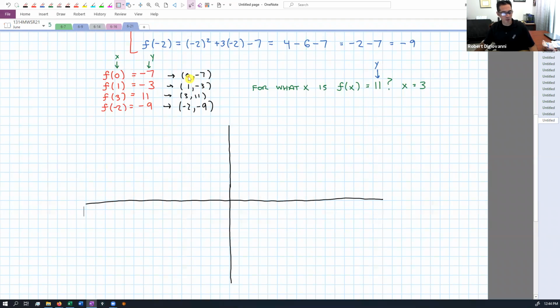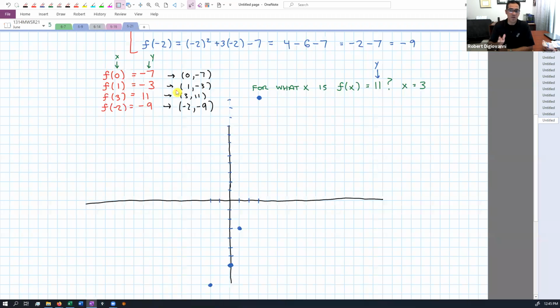So let's start with the first point, 0, negative 7. That means the x value is 0, the y value is negative 7. Here's a point on my graph. 1, negative 3 means move to the right 1, down 3. 3, 11 means move to the right 1, 2, 3, and move up 11, 1, 2, 3, 4, 5, 6, 7, 8, 9, 10, 11, that's way up here. And then negative 2, negative 9 would mean move to the left 2, down 9, which would be here.